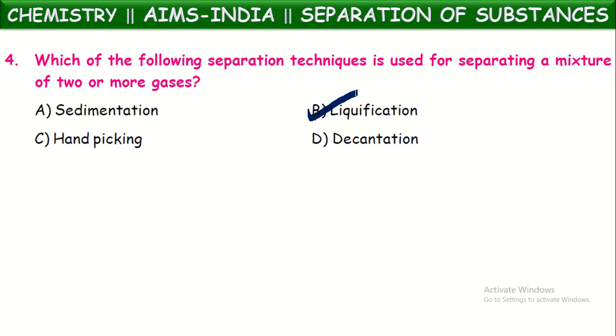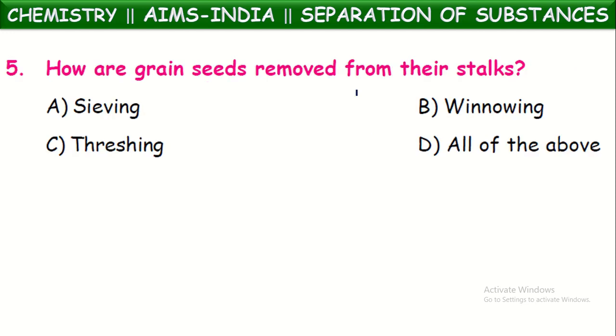Okay. Next. How are grain seeds removed from their stacks? After harvesting the crop, they separate the seeds of grain from the stack by beating the stacks against a rock. That is called threshing. Okay, it's called the threshing process.